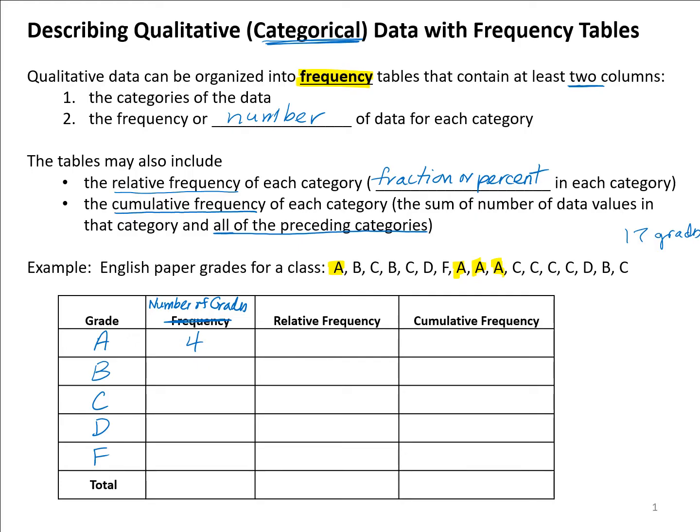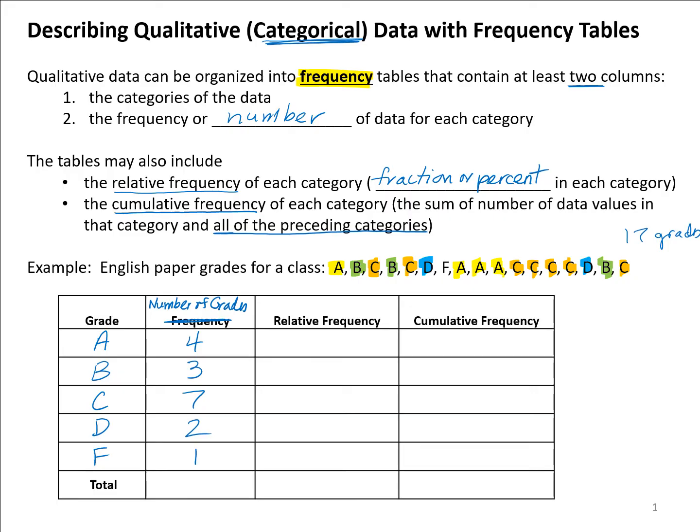And then we could do the same thing for B's. I count up the B's, 1, 2, 3 B's. And I could do the same thing for C's. 1, 2, whoops, I skipped 1, 3, 4, 5, 6, 7. And D's. 1, 2. And there's only one grade left, which is an F.